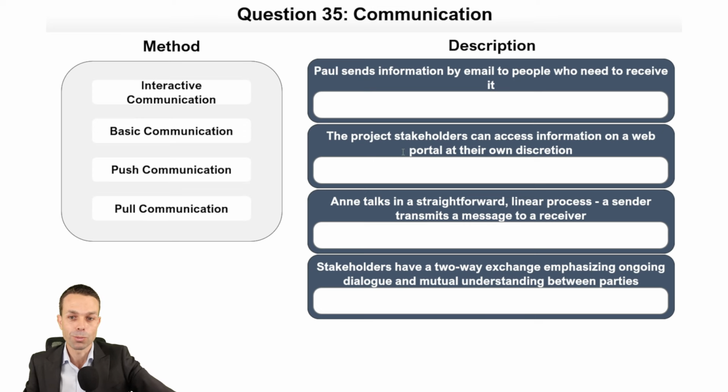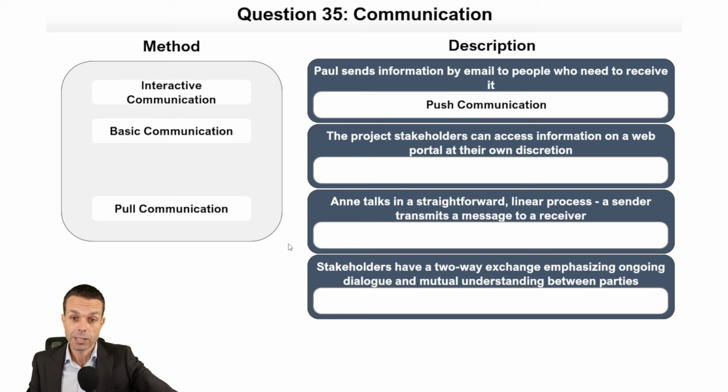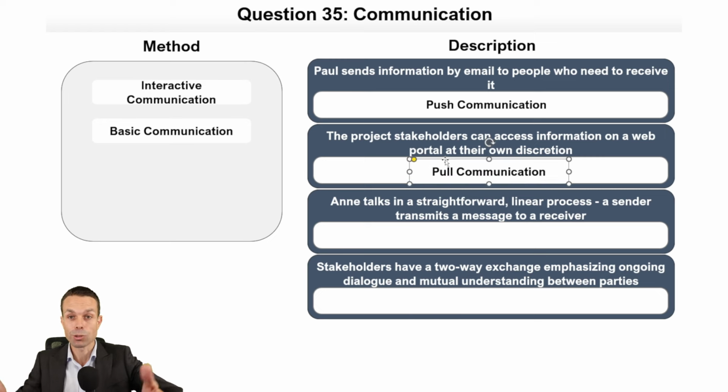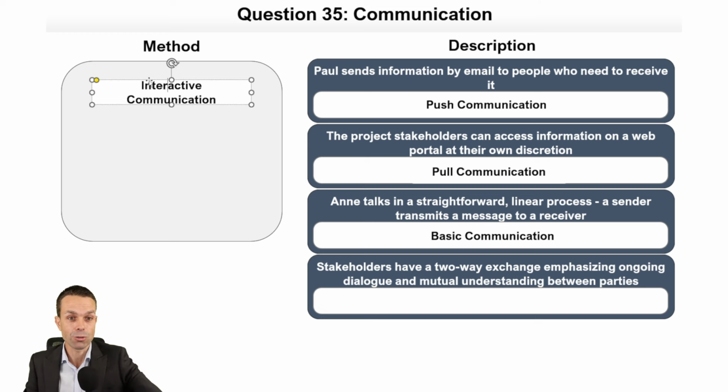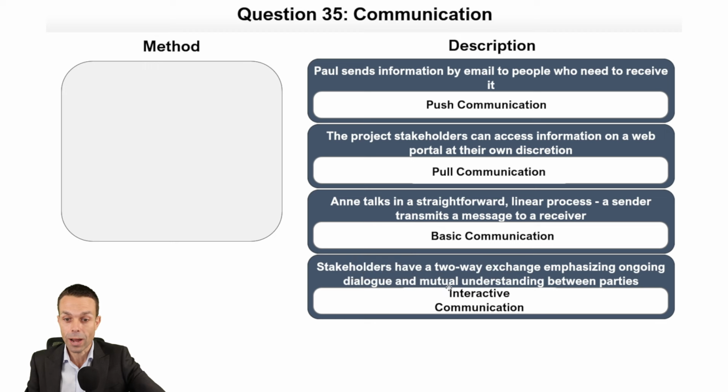Paul sends information to people by email who need to receive it. That is pushing information. We're pushing it out to other people. The project stakeholders can access information on a web portal at their own discretion. That is pull communication. They are pulling it towards themselves whenever they're ready to access it. Anne talks in a straightforward linear process. A sender transmits a message to a receiver. That's basic communication, so nothing fancy there. We're not actually getting confirmation that the message was correct, and we do that in interactive communication. Stakeholders have a two-way exchange, emphasizing ongoing dialogue and mutual understanding between parties.